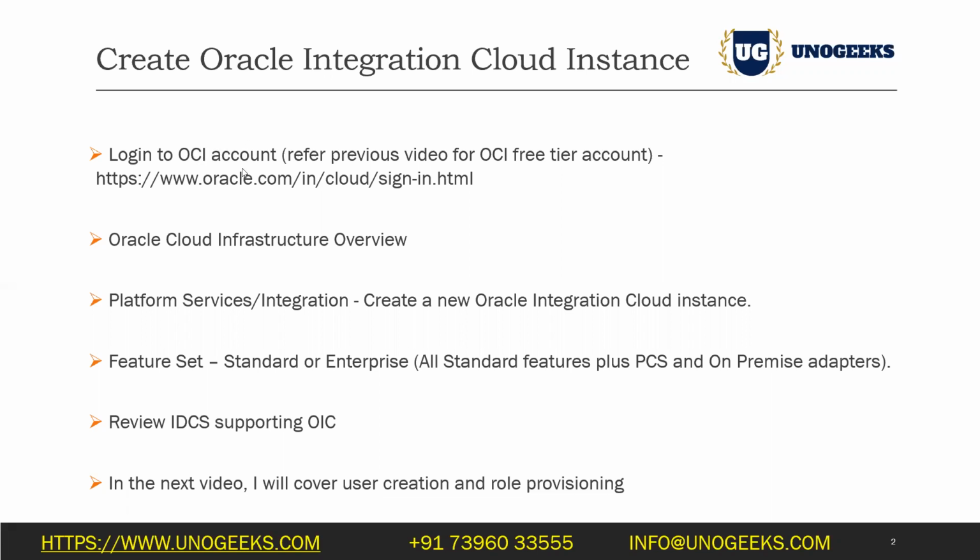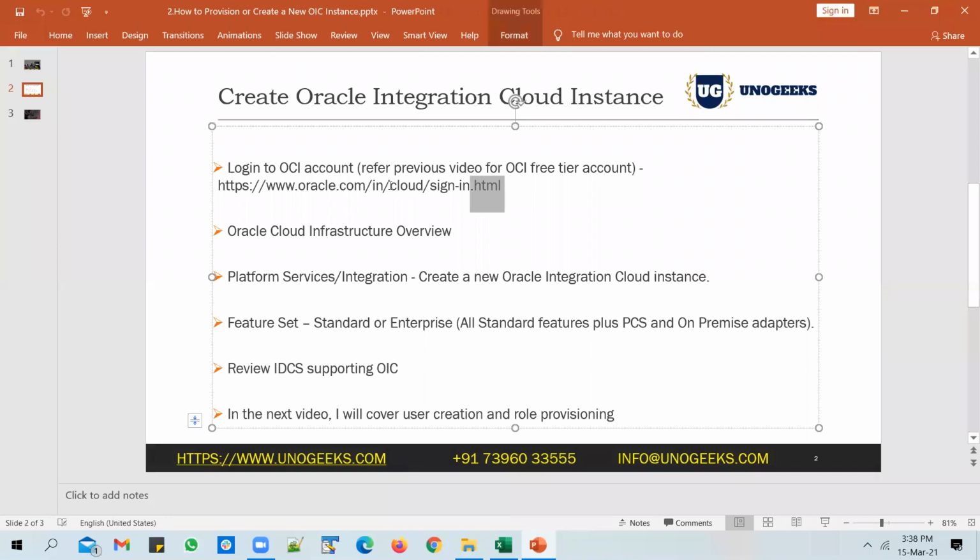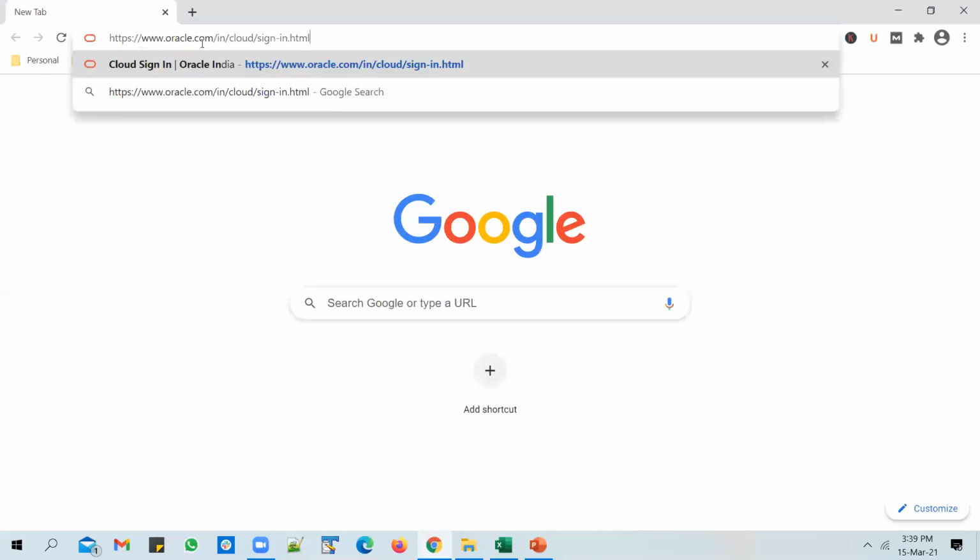In case you don't have one, you can refer to my previous video and create a free tier account for yourself. All you need is a credit card, and you can create it in three simple steps. And once you have your OCI account created, log into your OCI account using this URL. Open any browser and paste it in there.